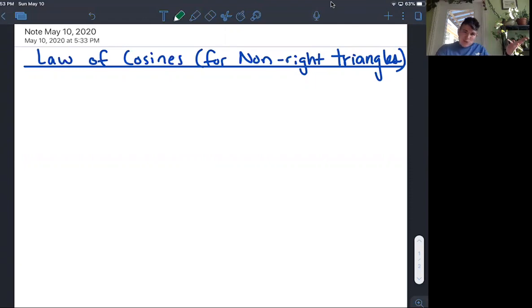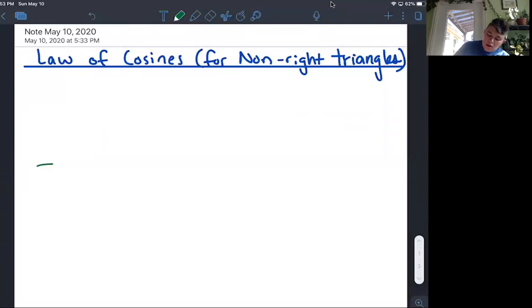Welcome to the next installment of Unit 10, working with non-right triangles. Last week we talked about the law of sines and when to use it. We talked about the ambiguous case, which in my opinion is the hardest part of this unit. And today we are going to talk a little bit about the law of cosines.